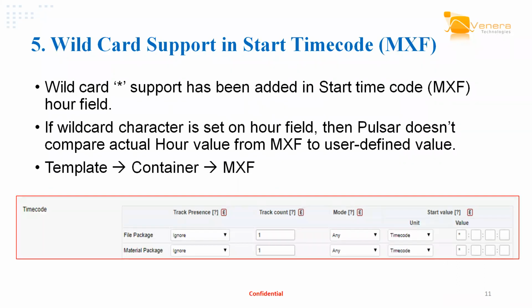The other thing we have added is wildcard support for the start time code in the MXF. You can use the asterisk in the hour field for the time code, so that it will ignore the hour field and use the other fields to get the time code.